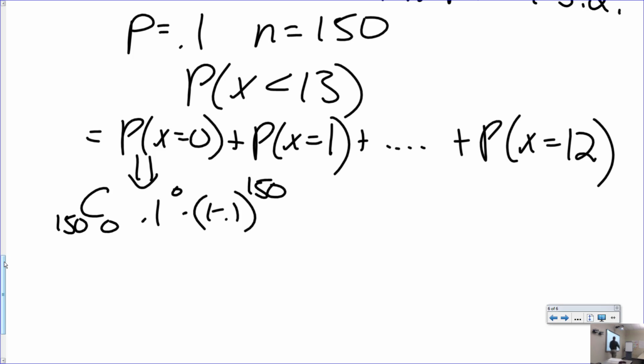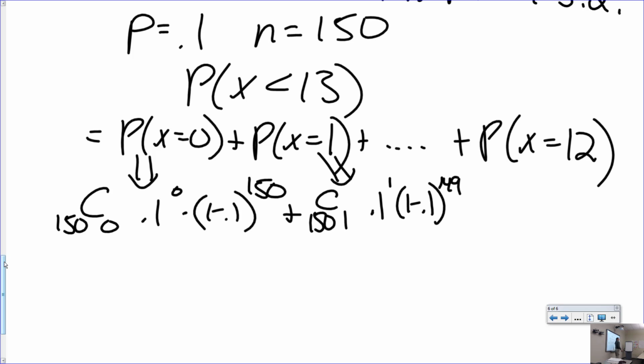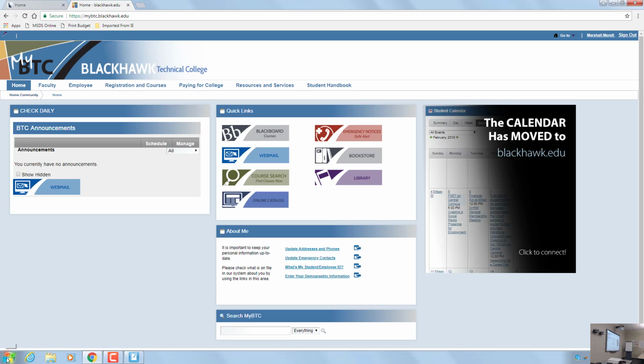Again, though, then you would add the combination of 150 things taken one at a time, times 0.1 to the first power, times 1 minus 0.1 to the 149th power, et cetera. You could do every single one of those by hand if you wanted to. It wouldn't be impossible. It would just suck. Advice from the wise when you go to do this: fire up Excel.